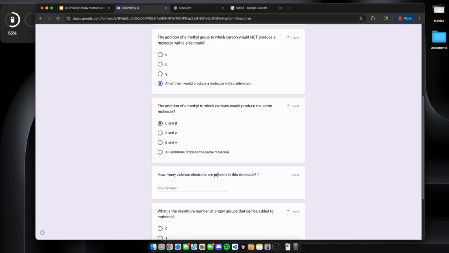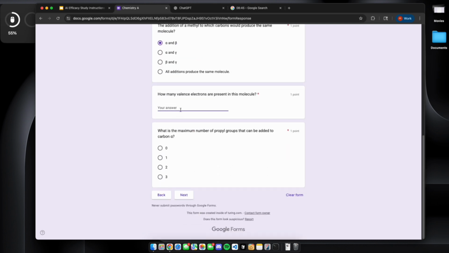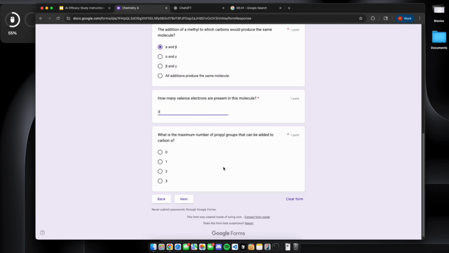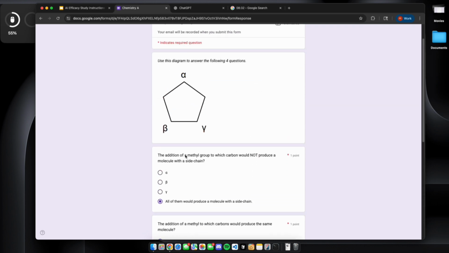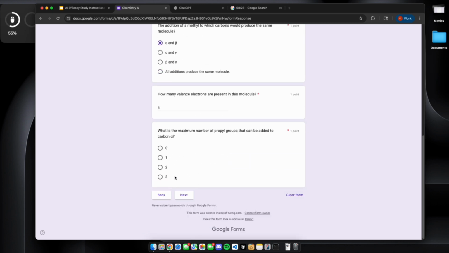How many valence electrons are present in this molecule? Maybe 3, since there are 3 of them. What is the maximum number of propyl groups that can be added to carbon A? I'll say 3 again.